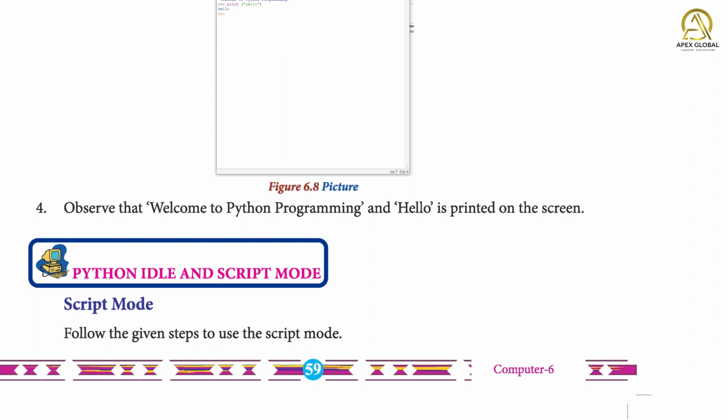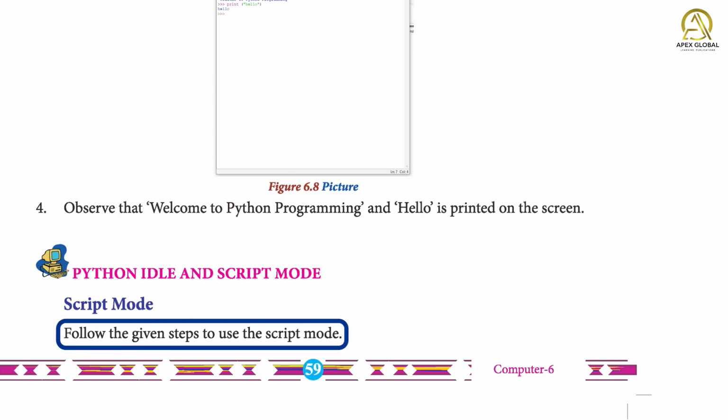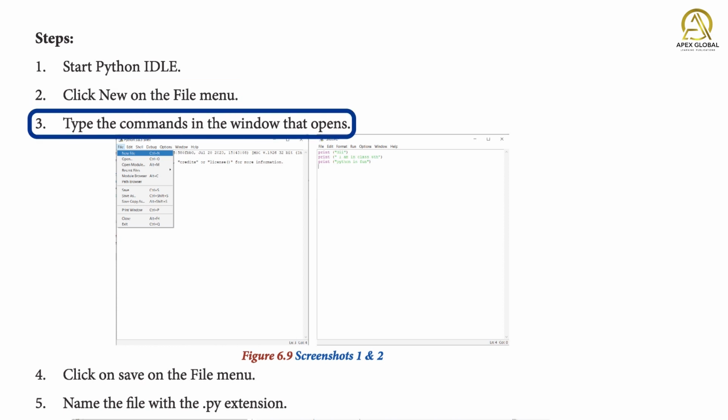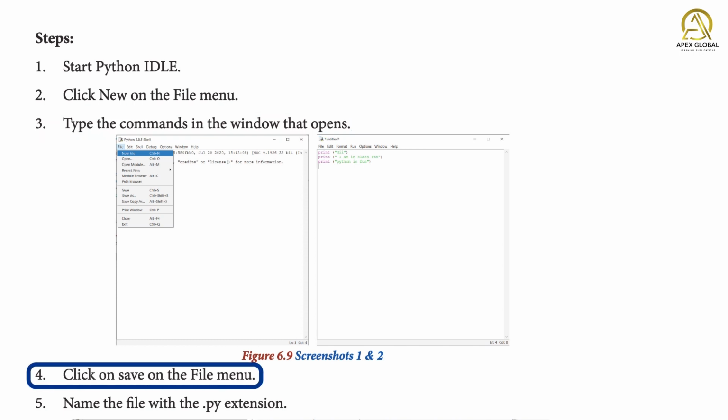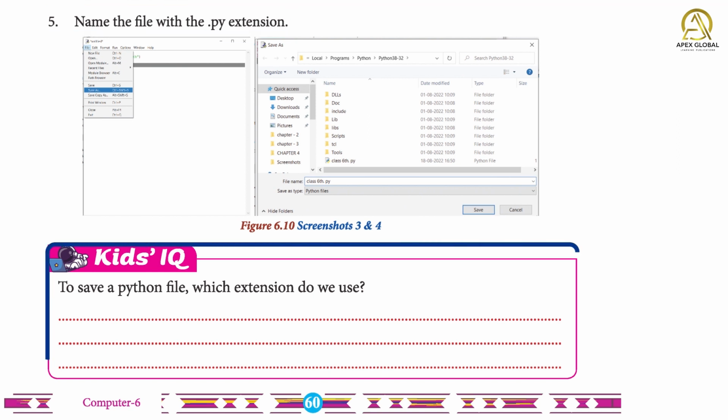Python IDLE and script mode. Script mode. Follow the given steps to use the script mode. Steps. 1. Start Python IDLE. 2. Click New on the File menu. 3. Type the commands in the window that opens. 4. Click on Save on the File menu. 5. Name the file with the .py extension. KidsIQ. To save a Python file, which extension do we use?